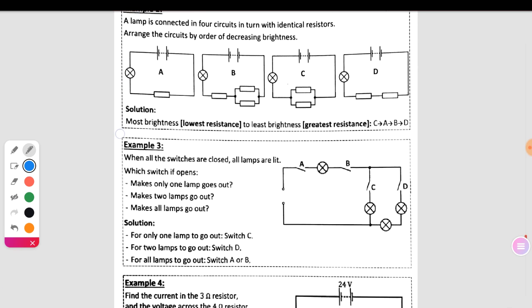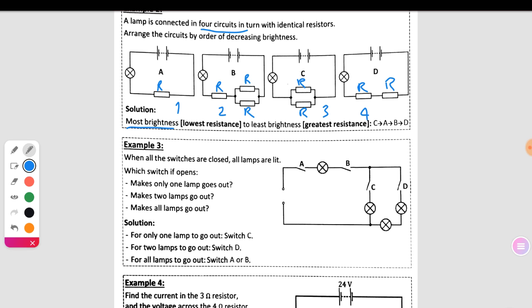Now we are going to study another example. A lamp is connected in 4 circuits. This is the lamp connected with the 4 circuits: the first circuit, second circuit, third circuit, fourth circuit, with identical resistors. Each resistance is R. Arrange the circuits in order of descending brightness. The solution.